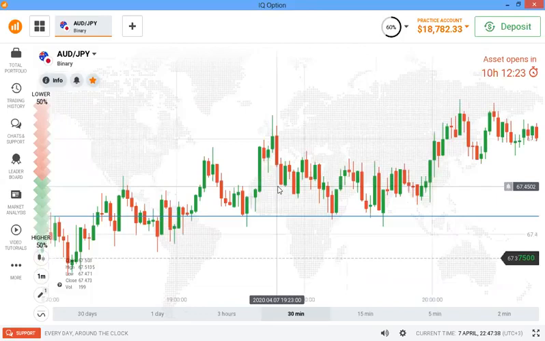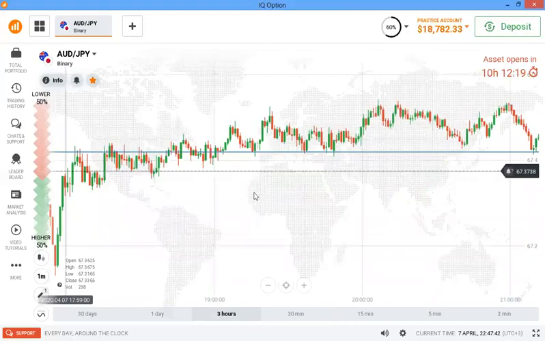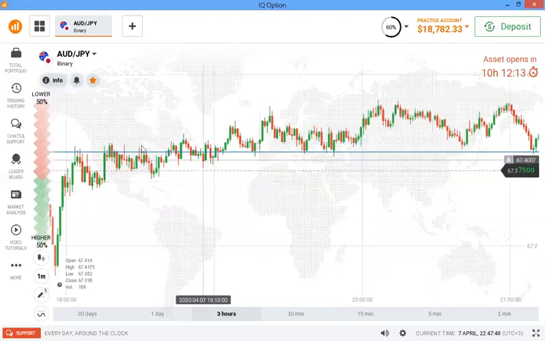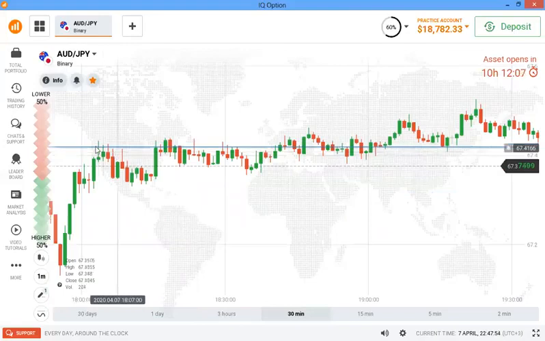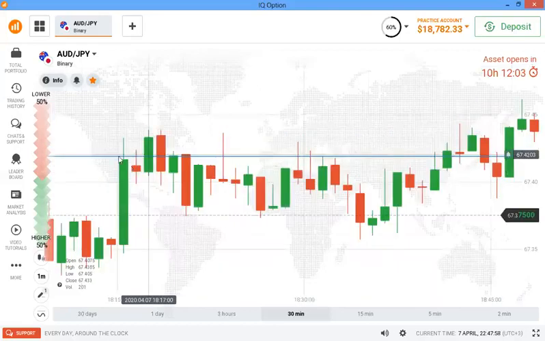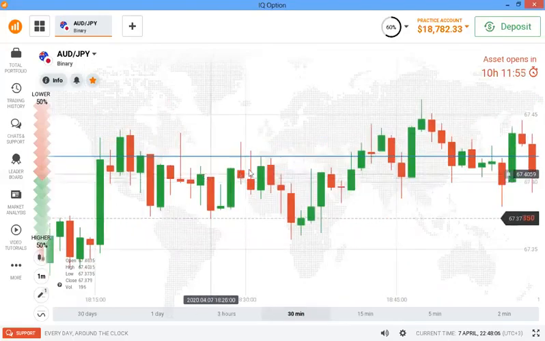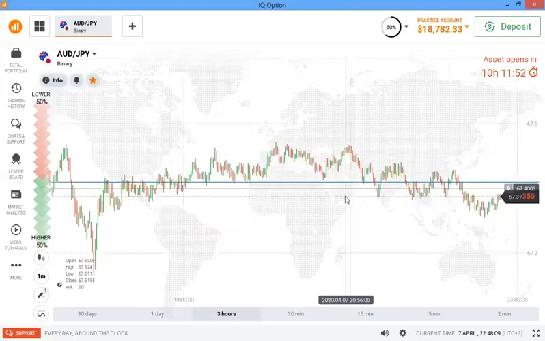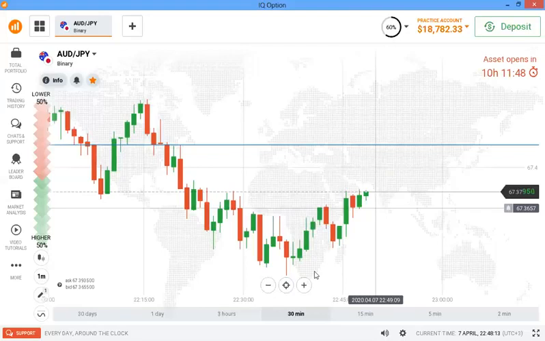You want to draw SNR levels like any turning point that you see on the chart is a level. Starting from here, this is a level, because the market reversed here. This is also a level because the market reversed. This is also a level. This is also a level. Now, the main thing there, how do you draw it?